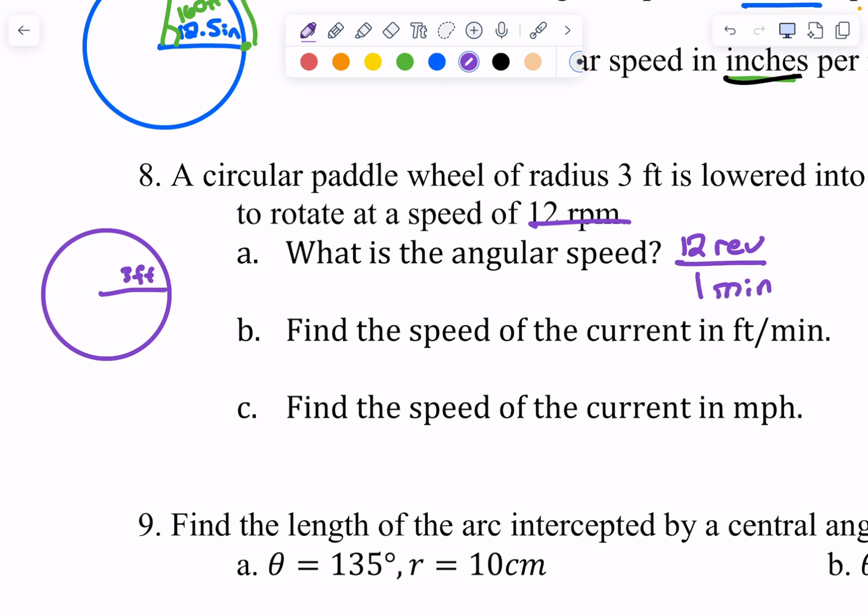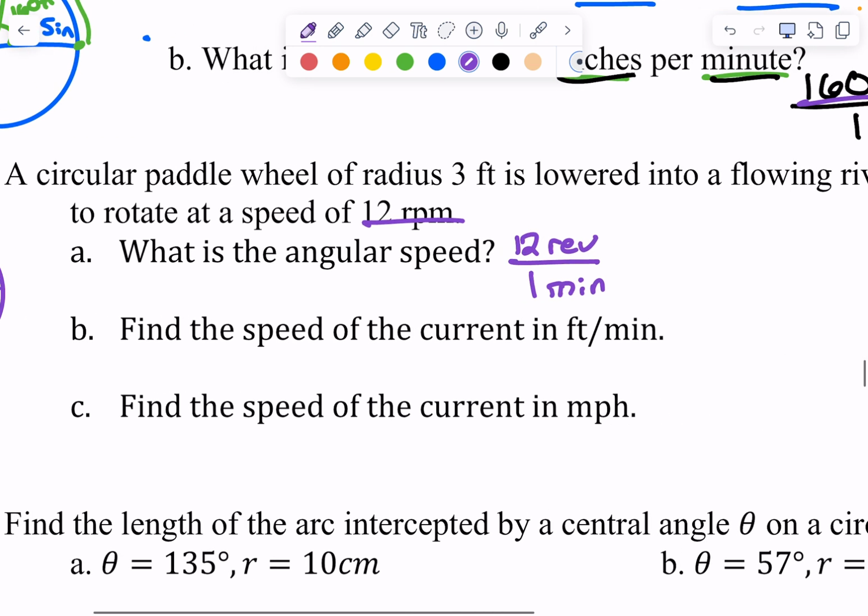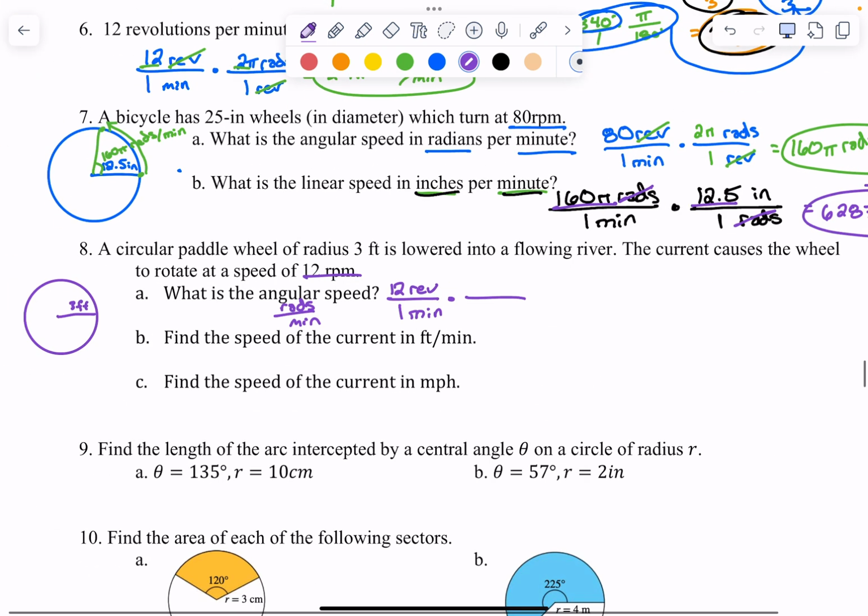They want you to convert to angular speed. What units is angular speed in? Radians per minute. Okay, so convert it to radians per minute and see what that is. Then do part B, then do part C. I'll give you a second. Try and see if you can model number 8 after number 7, and see what we get.